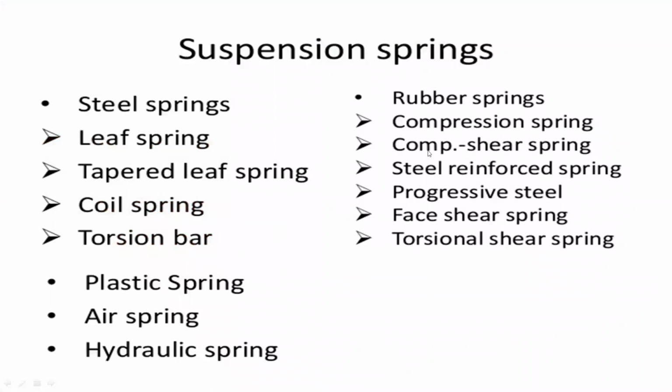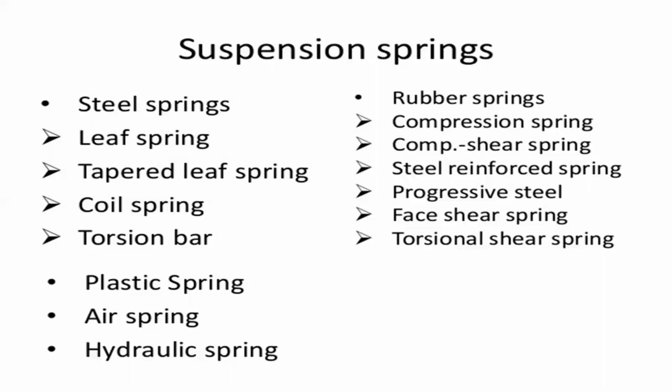So what are the suspension system springs? There are steel springs, leaf springs, tapered leaf springs, coil springs, torsion bar, plastic springs, air springs, hydraulic spring, rubber springs, compression spring, cam shear springs, steel reinforced spring, progressive steel, fascia spring, and torsion steel springs. These are the different suspension springs used in the automobile vehicle.